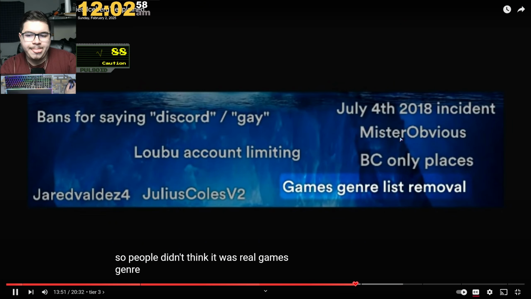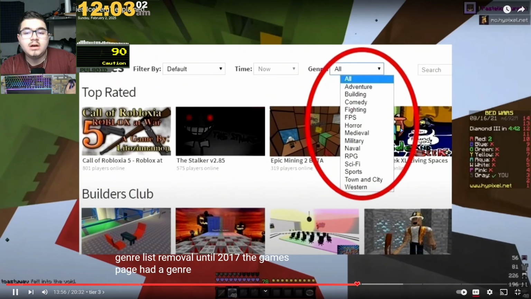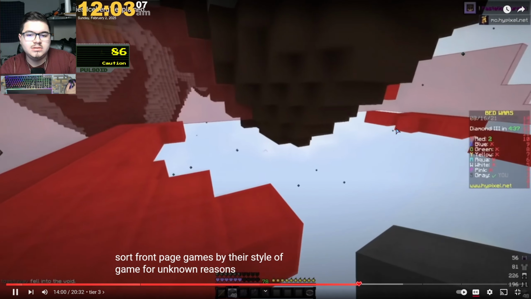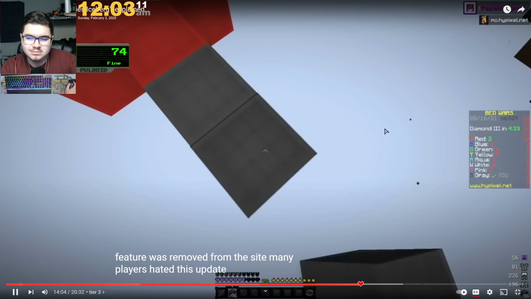Games genre list removal. Until 2017, the games page had a genre list so that you could sort front page games by their style of game. For unknown reasons, this useful feature was removed from the site. Many players hated this update, understandably.